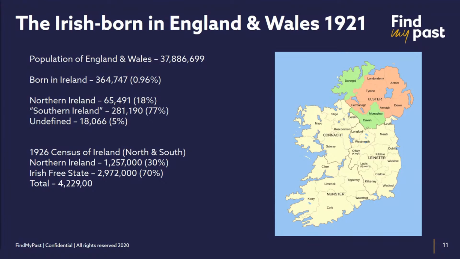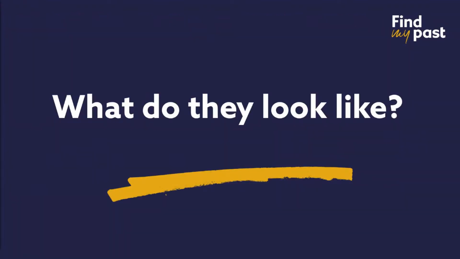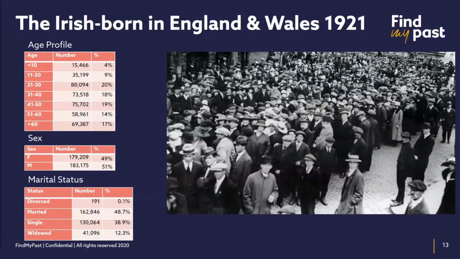So what do these Irish-born people in England and Wales look like? Well, let's have a look and see what we can learn. I'm going to throw a lot of numbers at you, but always remember that generalizations hide the specifics of your family history. Genealogists delve into microhistory all the time, and those specifics rarely conform to the generalizations of social history. But that context is really useful because you can get a sense of how similar your ancestors are or not. So, the Irish born in England and Wales in 1921.